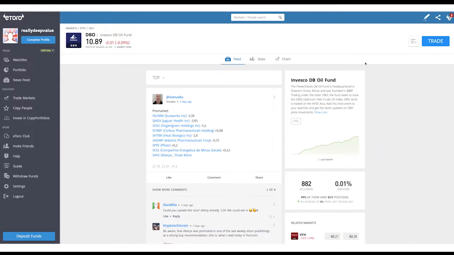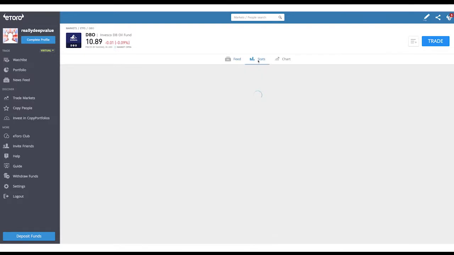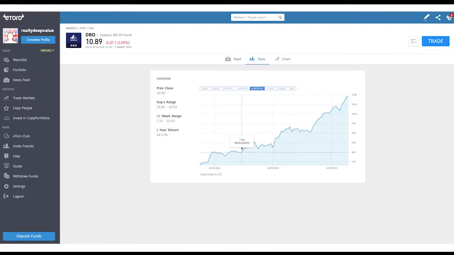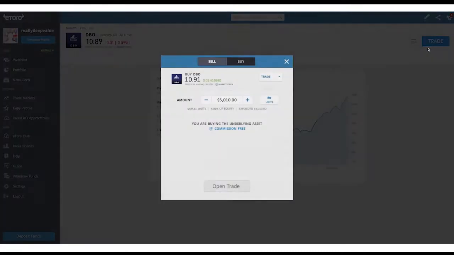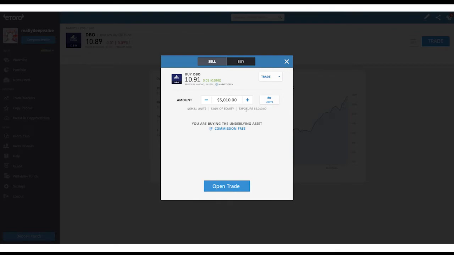But things have changed since then, as we can see in this chart. The oil price since last year has been steadily rising, and that is why we're going to buy some oil. To do so, click on the blue trade button, and it brings up the ticket for the deal.